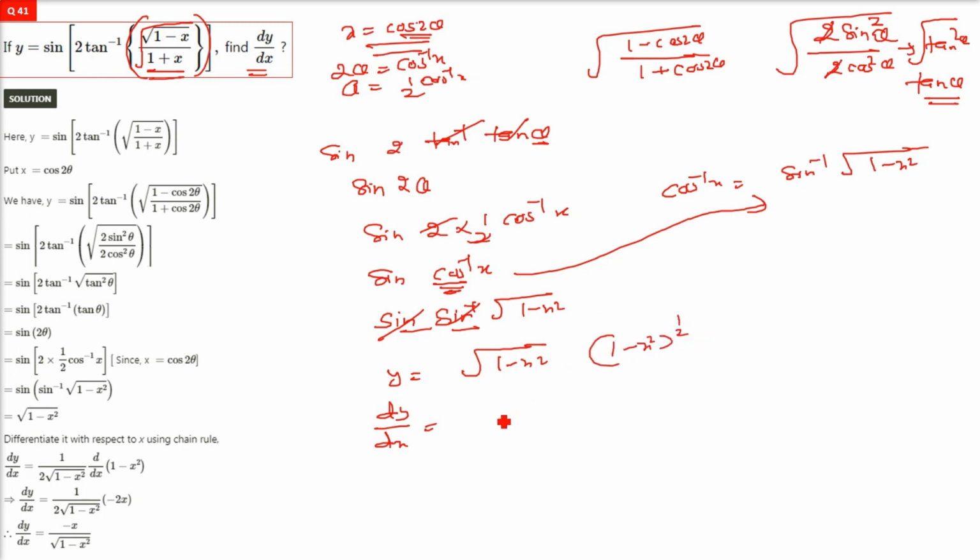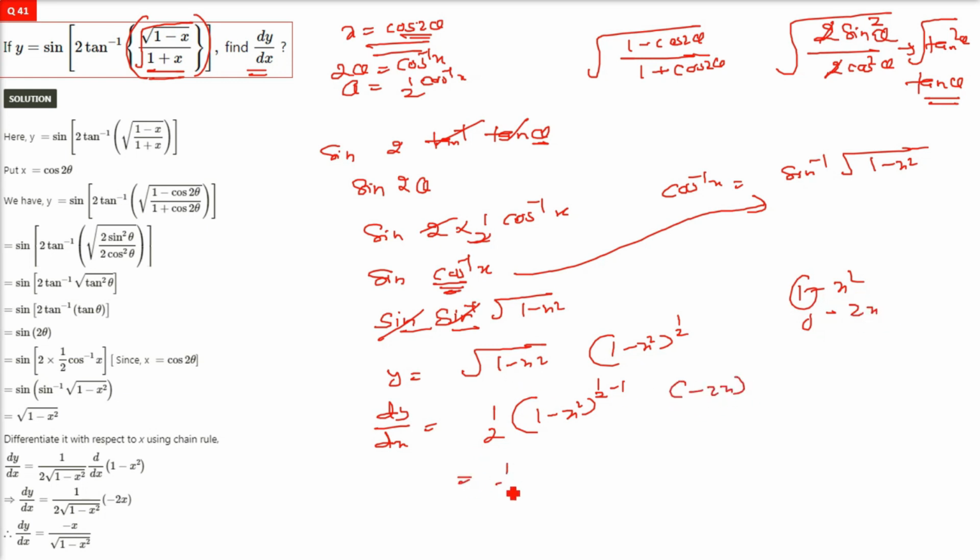It is simply (1 minus x square) to the power half. So it will be half times (1 minus x square) to the power half minus 1. Half minus 1 is negative half only. So 1 minus x square also will be differentiated because of the chain rule.